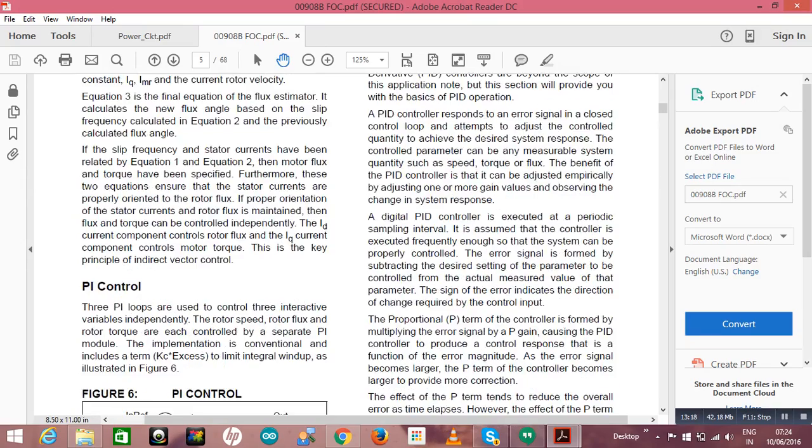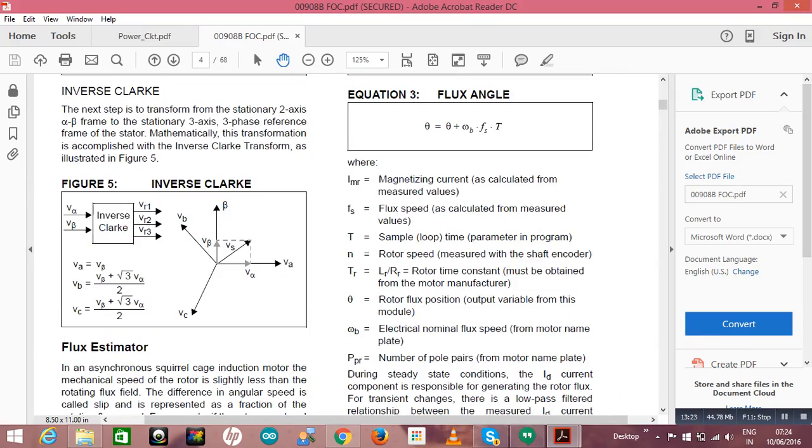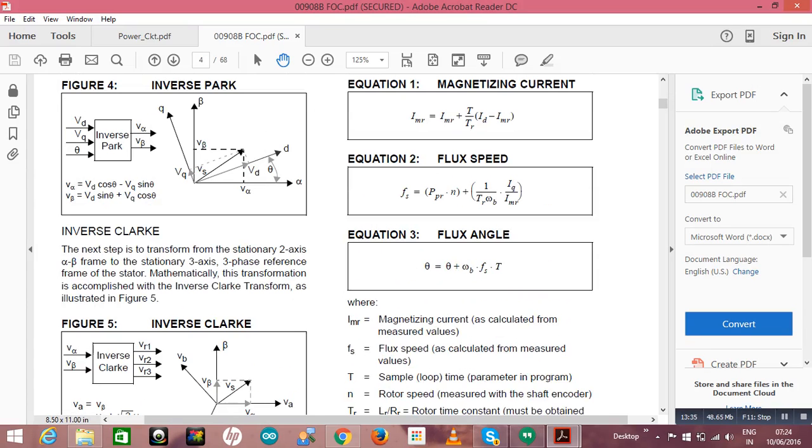This is the abbreviation of what is written here. This is the abbreviation of the symbols, and these are the things that need to be done.